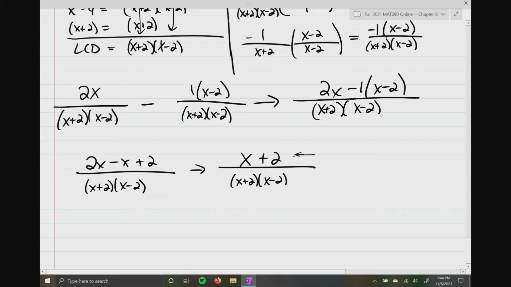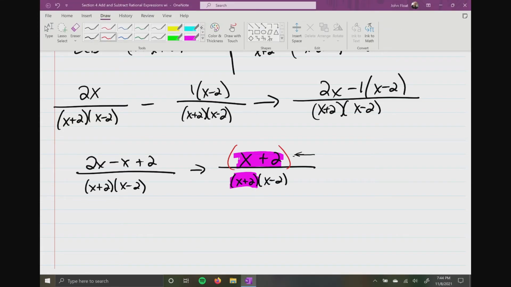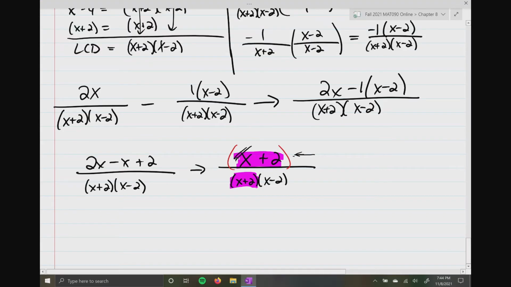However, notice you have an x plus 2 in the numerator, and you have this x plus 2 in the denominator. There is nothing that says you can't put this in parentheses. You can do that as long as it's only by itself, which it is. So what I can do here is go ahead and reduce. The x plus 2's are going to reduce down into a 1 over 1. So what are you left with? 1 over x minus 2.